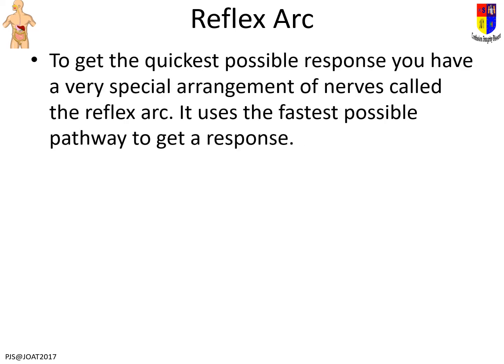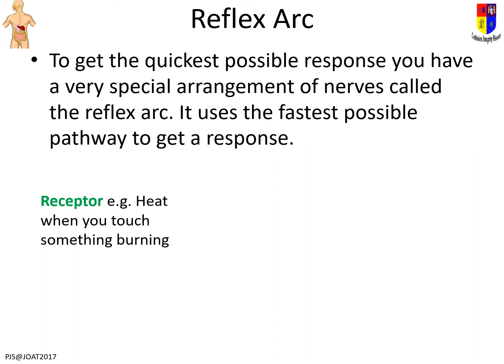Okay, so here's our reflex arc. We're looking for the quickest possible response, so we want a very, very short set of pathways. The shortest one you can get is basically to hook up the three types of nerves which we have, just one after another. So we go receptor, which is something that tells you that something's happened, and that receptor triggers a sensory nerve. The sensory nerve goes to wherever the closest bit of central nervous system is, so very often that's going to be the spinal cord.